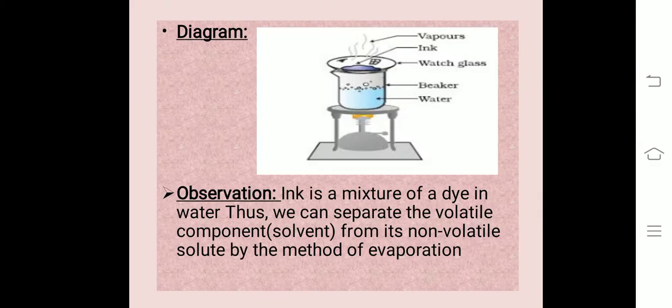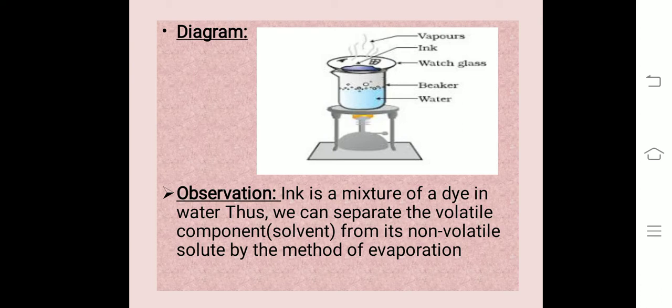From this diagram, let's understand the activity. A beaker half filled with water is taken. On the mouth of the beaker, a watch glass containing few drops of ink is kept. Watch glass is a small plate of glass. Now, if we start heating the beaker, we will see that evaporation is taking place. When there is no further change on the watch glass, we will stop heating it.